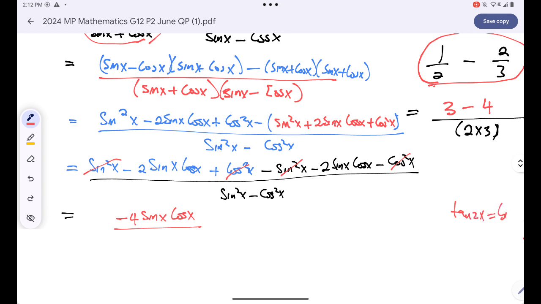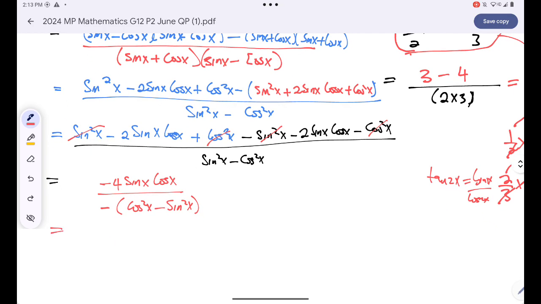For me to make the denominator have a cos 2x, remember that tan 2x is just sine 2x all over cos 2x. So I just need to take out a common factor over there. If I take out a negative, I'll end up having a positive cos squared x minus sine squared x.